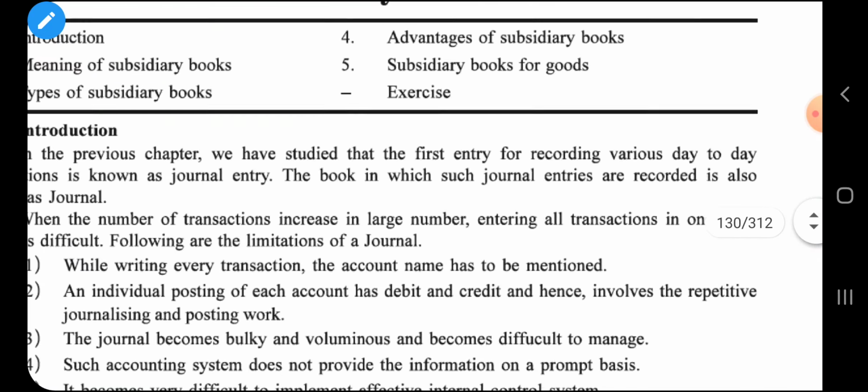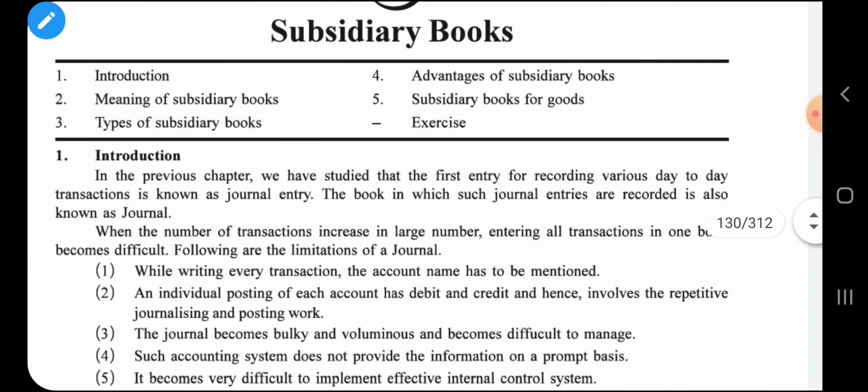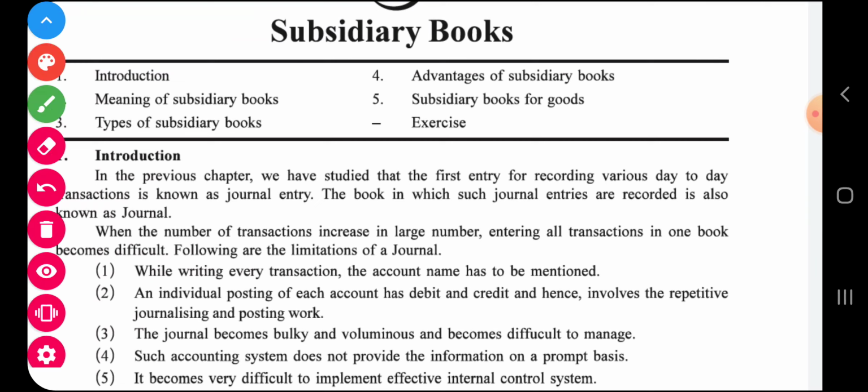So we begin with the introduction. In the previous chapter we have studied that the first entry for recording various day-to-day transactions is known as journal entry. The book in which such journal entries are recorded is known as journal. So this is just a repetition of journal what we studied earlier. Now when the number of transactions increases in large number, entering all transactions in one book becomes difficult. Following are the limitations of journal.